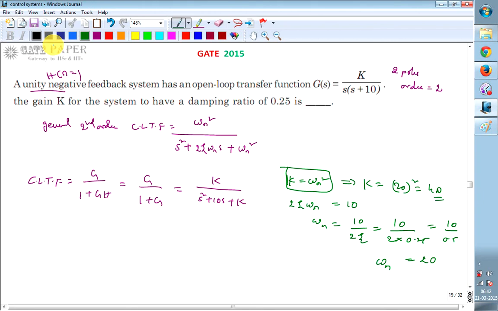So if the K value is 400, then this open loop transfer function with feedback will have a damping ratio of 0.25. So the right answer for this question is K is equal to 400. Thank you.